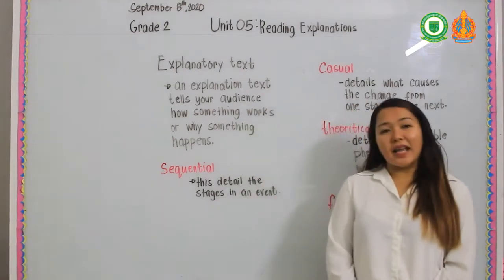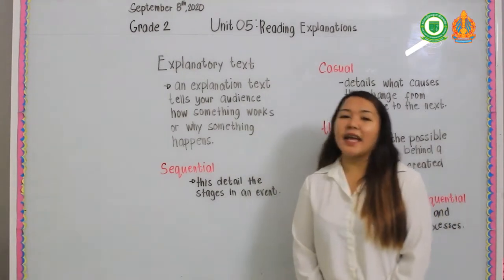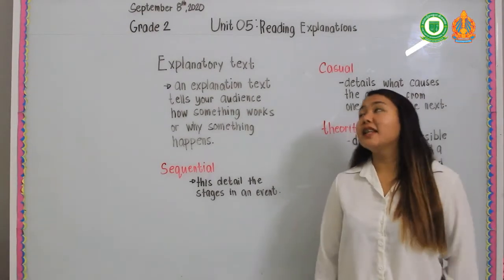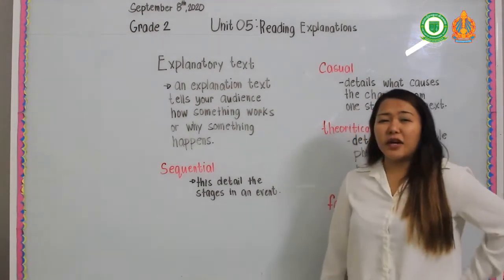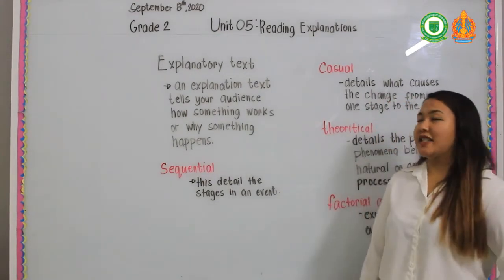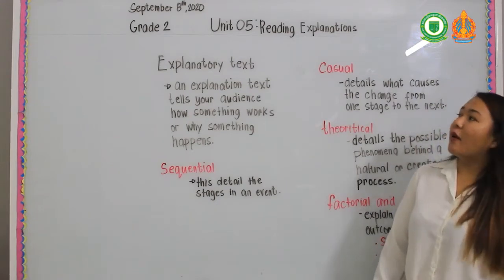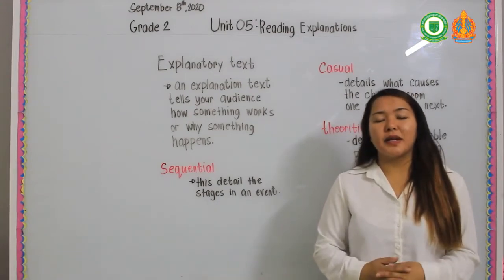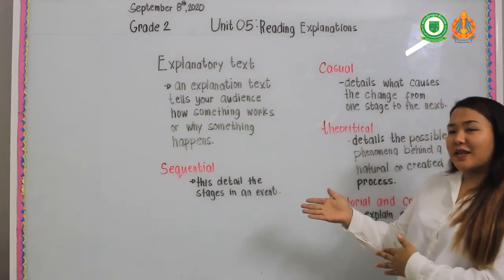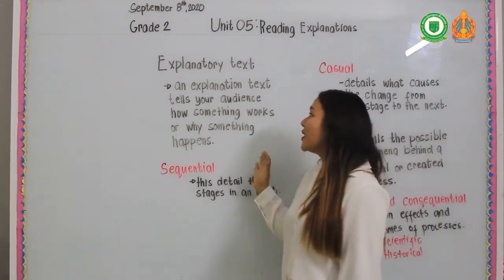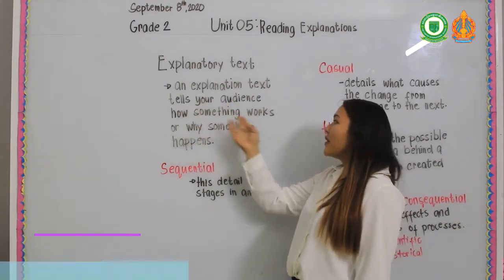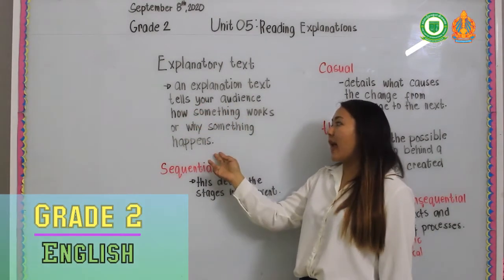Today is September 8th, 2020, and we are going to continue with the Unit 5 lesson, specifically reading explanations, okay? So today we're going to discuss what is an explanatory text or explanation text, and let's get started. So explanation text tells your audience how something works or why something happens.